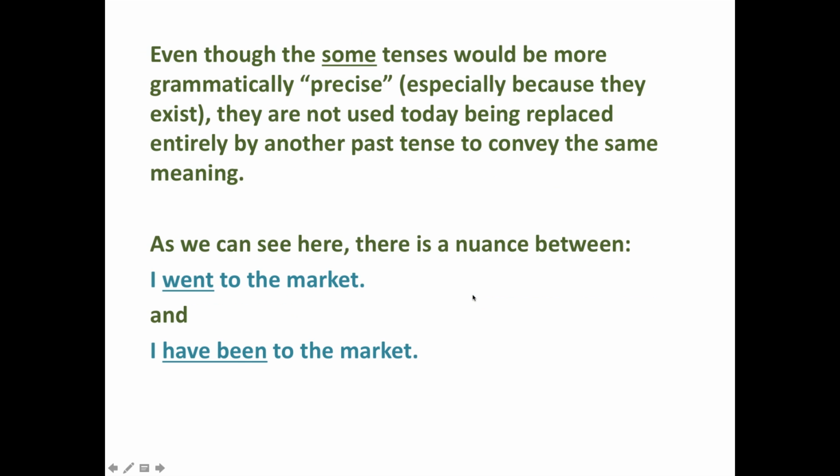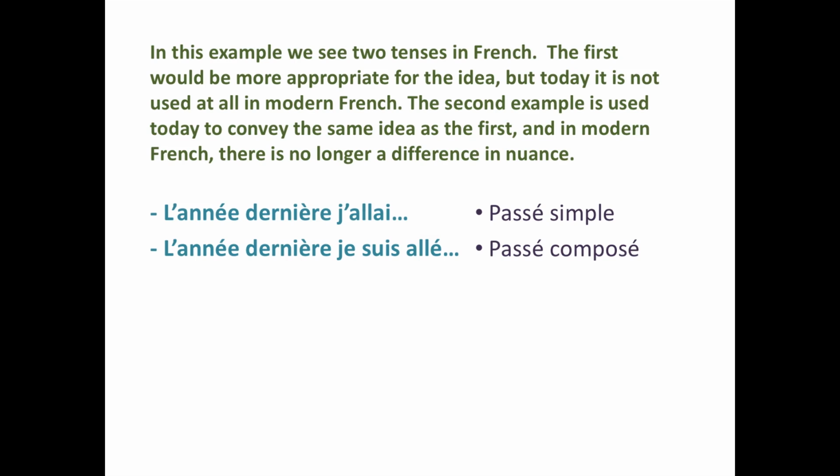Okay. Even though some tenses would be more grammatically precise, especially because they exist, they are not used today, being replaced entirely by another past tense to convey the same meaning. As we can see here, there is a nuance between I went to the market and I have been to the market. In this example, we see two tenses in French. The first would be more appropriate for the idea, but today it is not used at all in modern French.